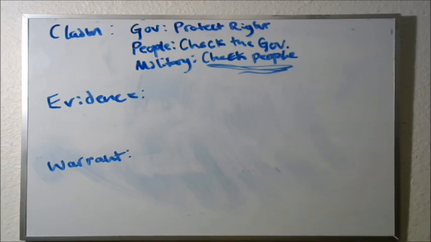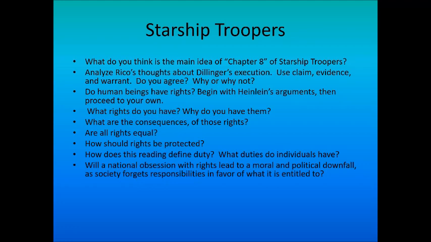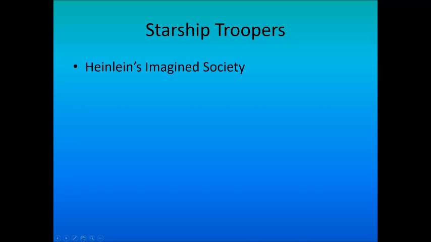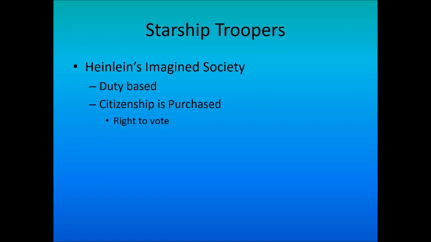All right, so let's go ahead and click back over to the presentation here. Let's go ahead and just run through these, make sure we hit them all. So Heinlein's imagined society, okay, tries to be duty-based. Okay, citizenship is purchased through military service. Okay, and he defines citizenship as the right to vote and the right to run for office. Okay, and that is purchased through military service.